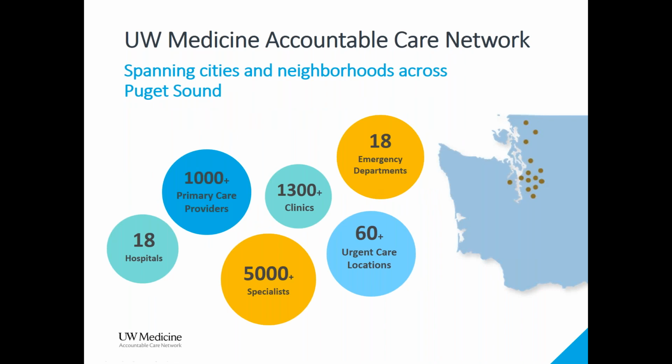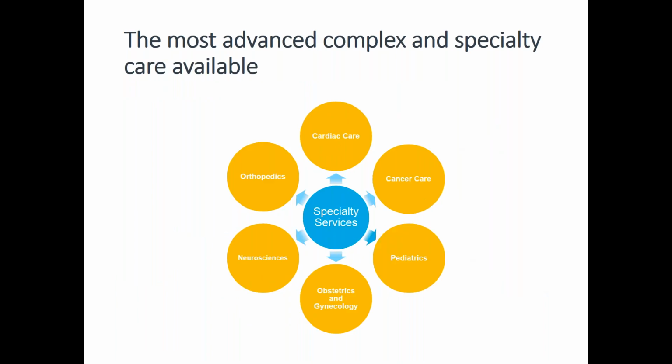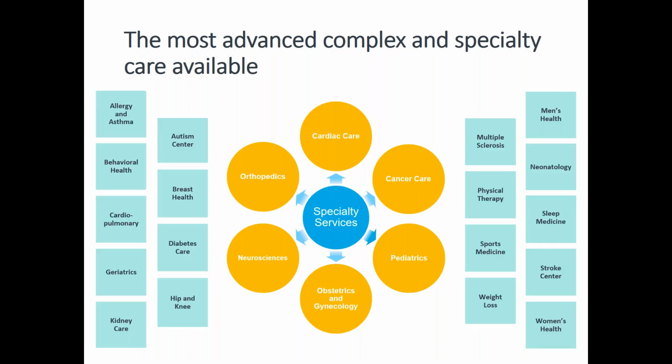So you can see across the Puget Sound region that we have primary care, specialty care, clinics, and urgent care centers in a variety of locations throughout the counties that Marty talked about. While we're talking a lot about primary care and the low cost of primary care visits, I think it's also very important to point out the most advanced, complex, and specialty care that we provide throughout our Accountable Care Network. Anything from cardiac care to autism to the neurosciences area, women's health. These are all very important considerations when you're looking for a system to affiliate with.